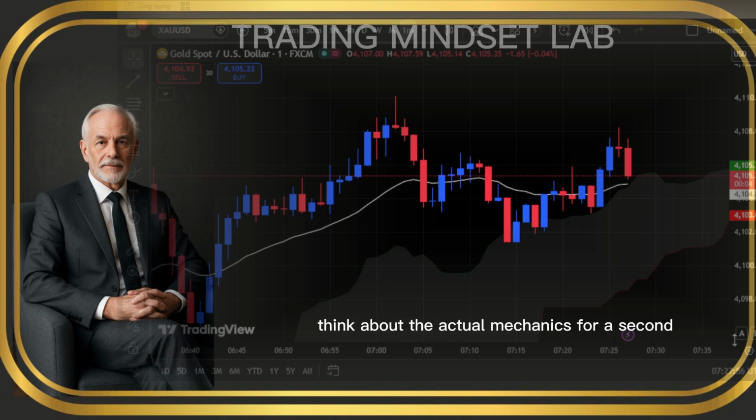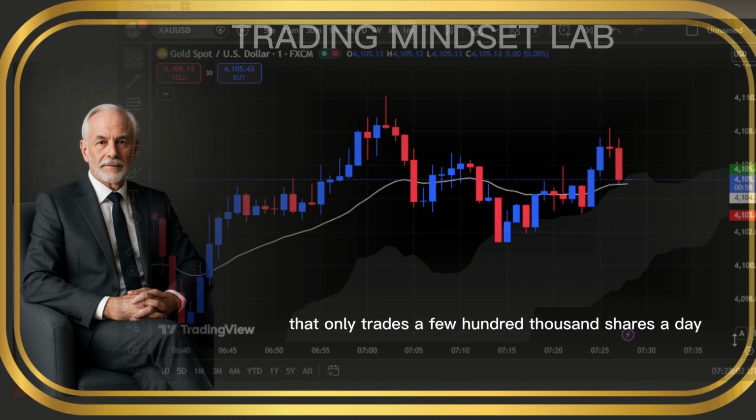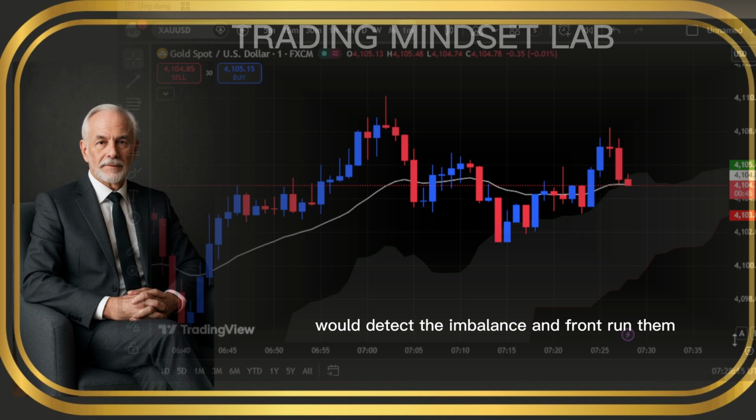Think about the actual mechanics for a second. If a fund needs to acquire, say, 2 million shares of a stock that only trades a few 100,000 shares a day, they physically cannot place that order at once. The moment they tried, the price would spike, they'd pay far more than they intended, and every algorithm on the exchange would detect the imbalance and front-run them.